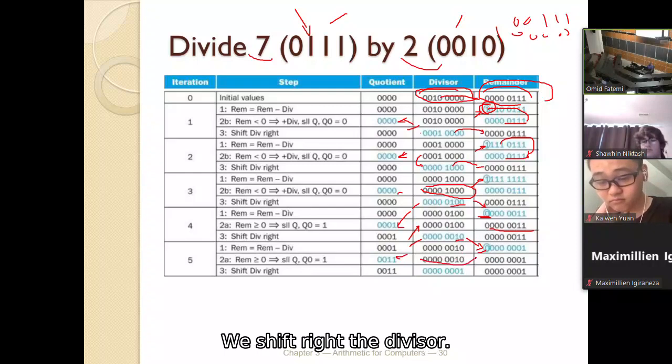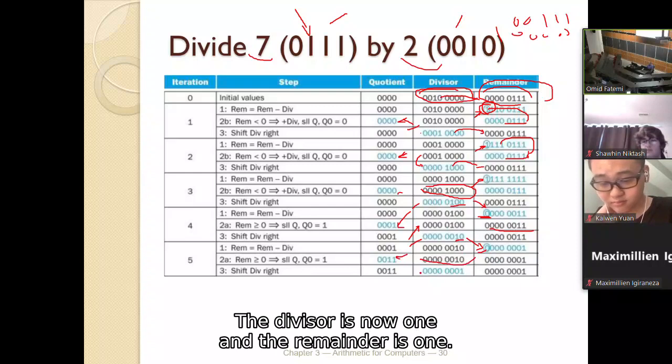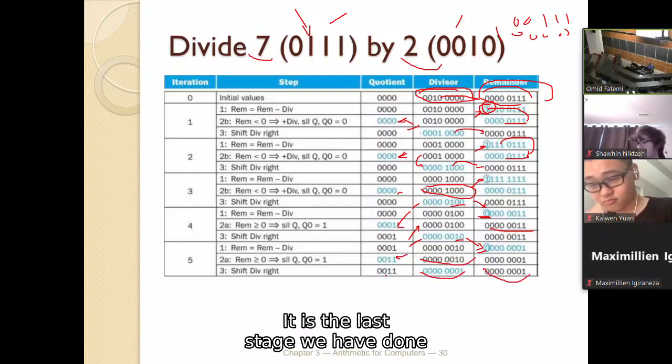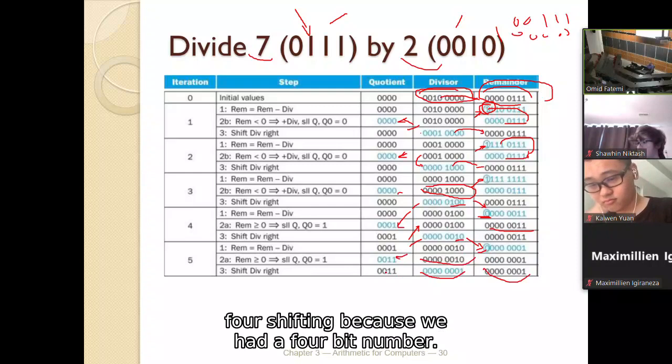We shift right the divisor. The divisor is now 1, and the remainder is 1. So it is the last stage. We have done 4 shifting, because we had a 4-bit number.